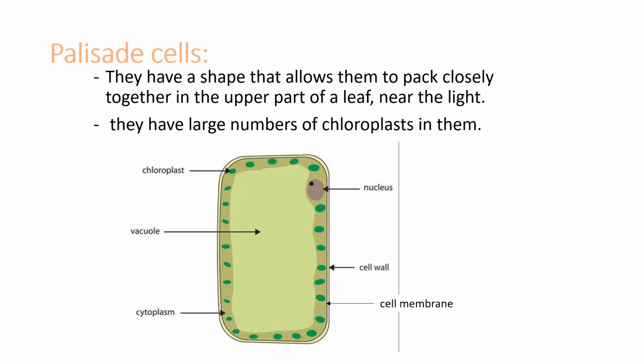Okay, so this palisade cell has a shape that allows them to pack closely together in the upper part of a leaf near the light, and they have large numbers of chloroplasts in them to trap as much light energy as possible.